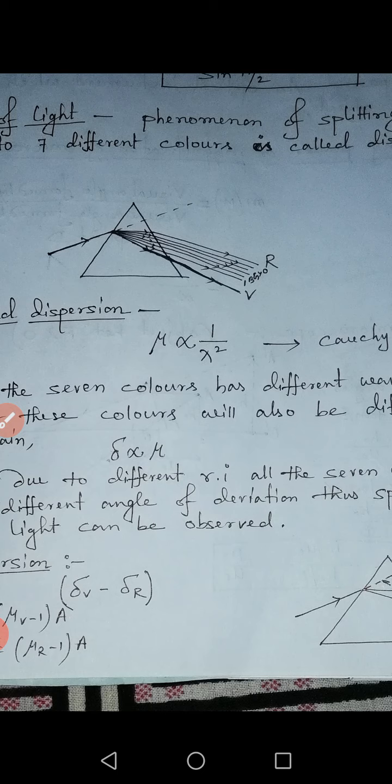The definition of dispersion: the phenomenon of splitting up of white light into 7 different colors is called dispersion of light. Now the reason behind dispersion, why it takes place. White light consists of 7 colors. All the 7 colors have different wavelengths. Red has the maximum wavelength, violet has the minimum wavelength.